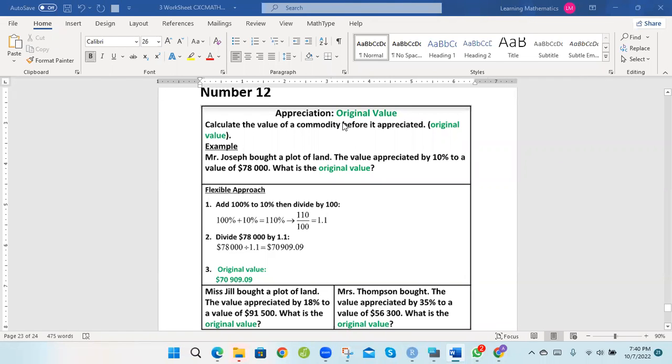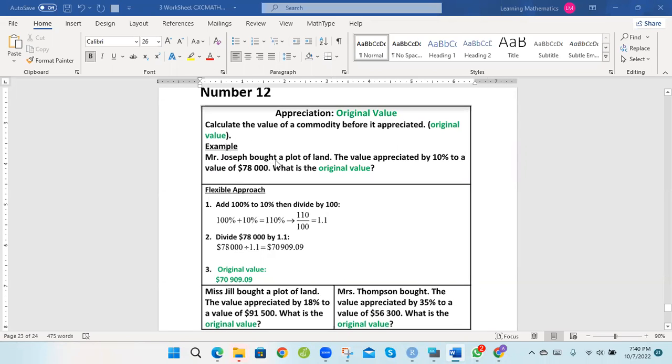Number 12, appreciation original value. So this question is about finding what it was before, the value before it appreciated. Calculate the value of a commodity before it appreciated, finding the original value.